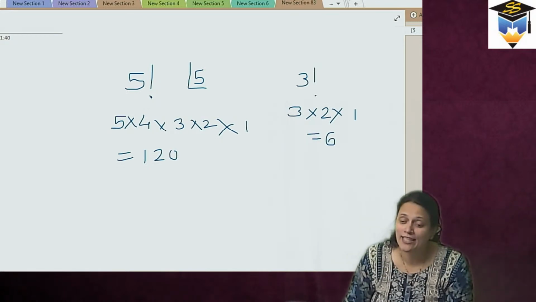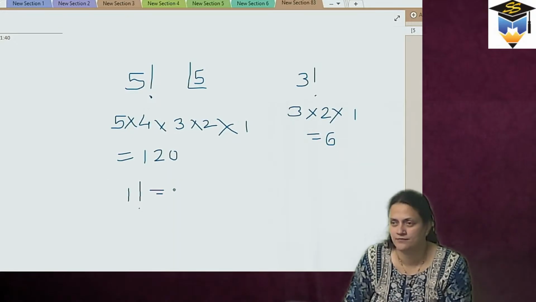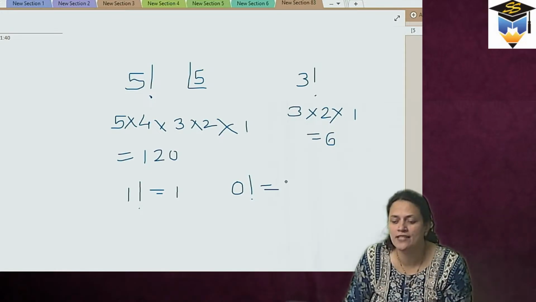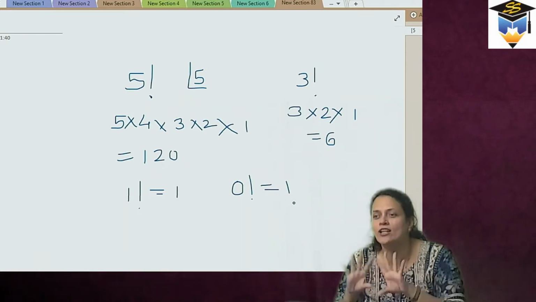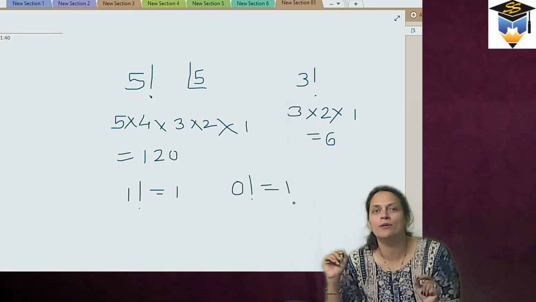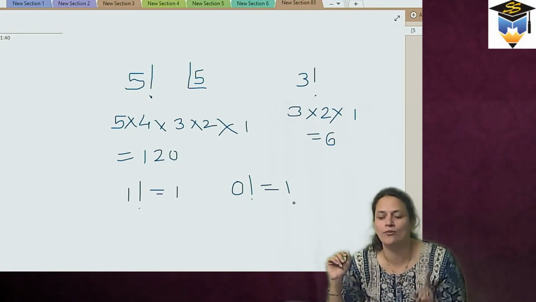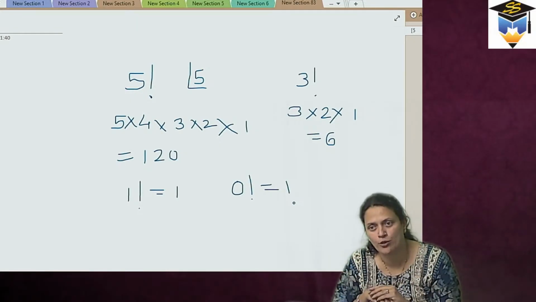Okay. Now can anybody tell me what is 1 factorial? And what is 0 factorial? 1. It cannot be 0. If it is 0, then सब 0 ही हो जायेगा ना. All the values will be 0. We don't want 0. Okay? So you have to remember 0 factorial is always equal to 1. Understood the concept of factorial?